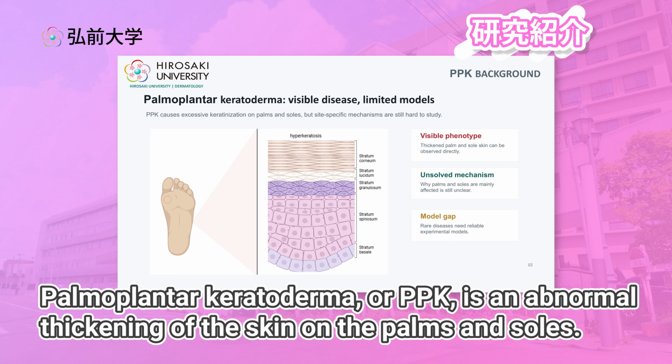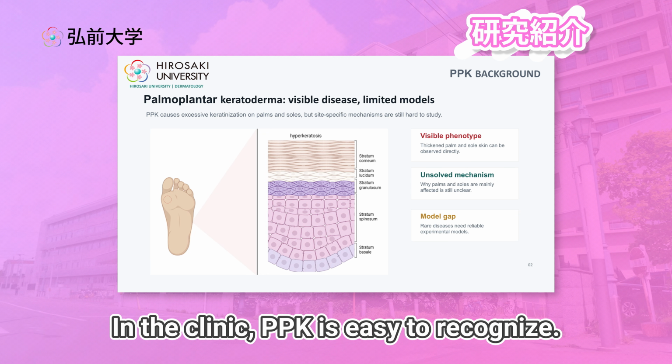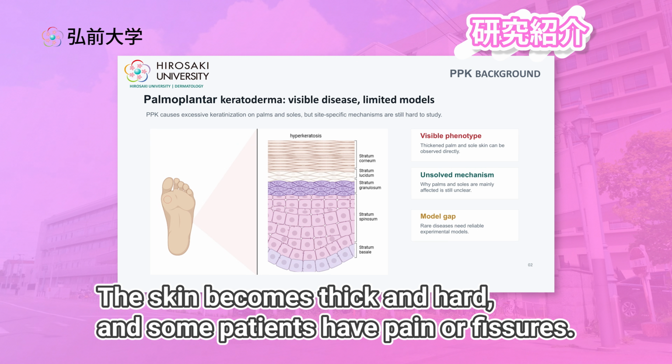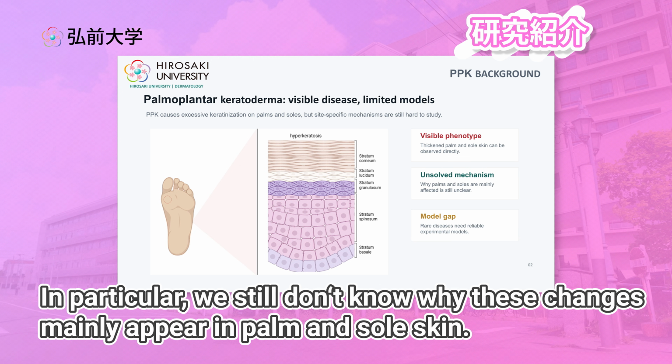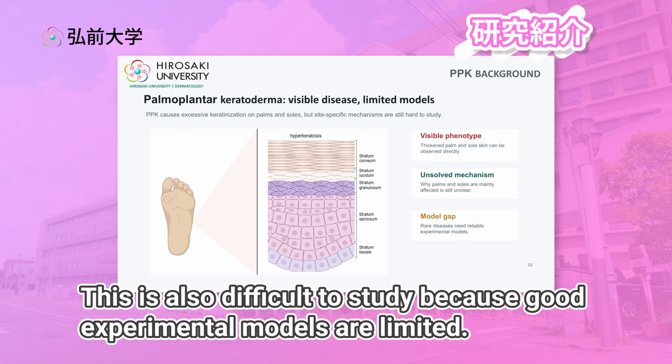Palmoplantar keratoderma, or PPK, is an abnormal thickening of the skin on the palms and soles. In the clinic, PPK is easy to recognize. The skin becomes thick and hard, and some patients have pain or fissures. However, even when the lesions are clearly visible, the mechanism is still not fully understood. In particular, we still don't know why these changes mainly appear in palms and soles skin. This is also difficult to study because good experimental models are limited.